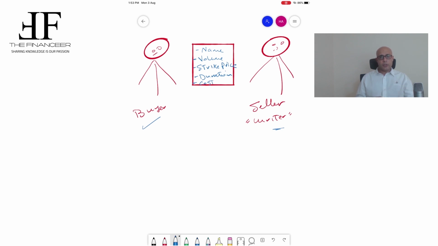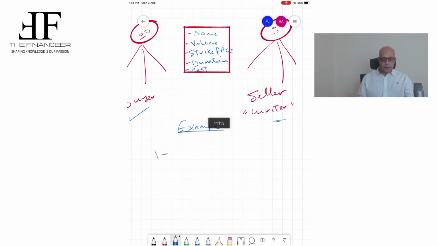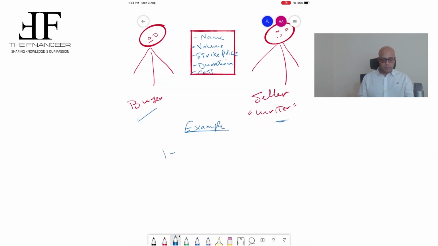Let's take an example in order to explain this contract in detail. The first information is the company name. Let's say that this buyer is in love with a company stock called ABC. So we have company ABC. The second information is related to the volume, the quantity. It will be 1,000 shares in this company.